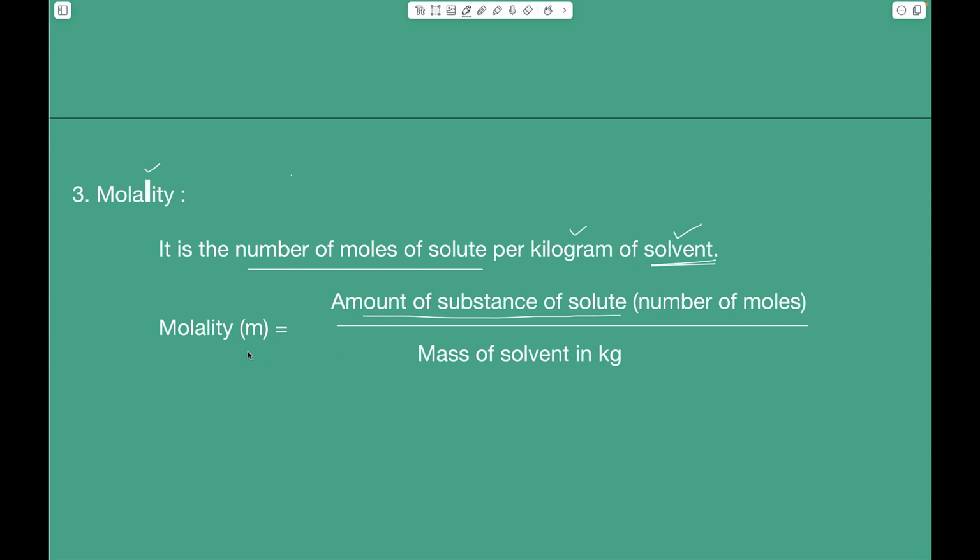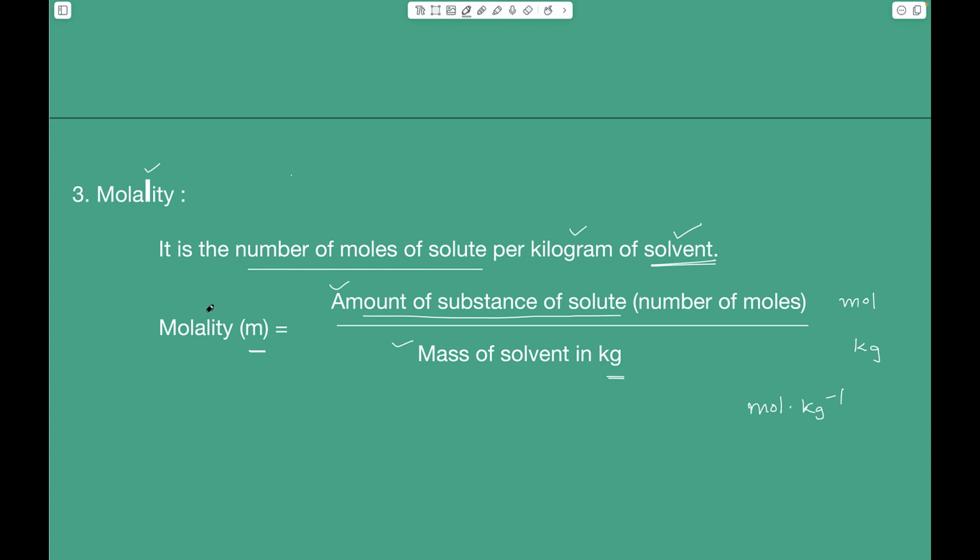And molality is denoted by the letter small m, and here is the expression for molality. It is the ratio between amount of substance of solute, or number of moles of solute, and mass of the solvent in kilograms. Amount of substance has the unit mole, and in the denominator we have mass in kilograms. So the unit of molality is mole per kilogram.